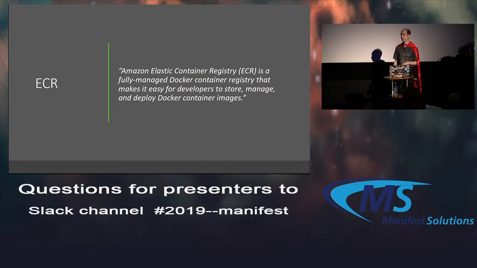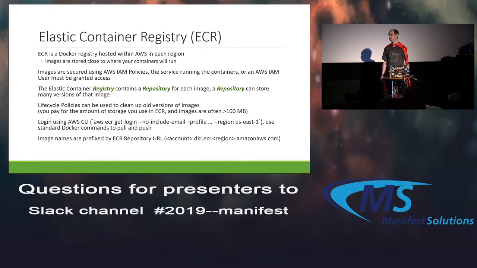Now, I mentioned we have to worry about where our container images are stored. Here we've got the blurb for the Elastic Container Registry. This is a fully managed Docker container registry on AWS. ECR is a registry hosted in every region in AWS.